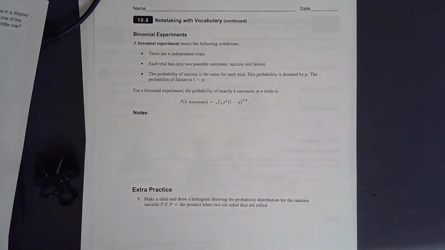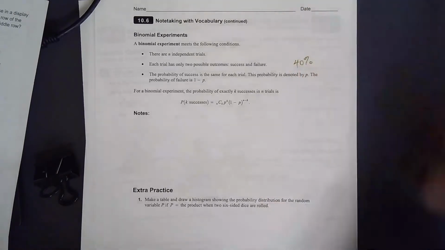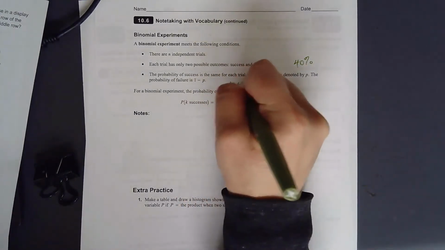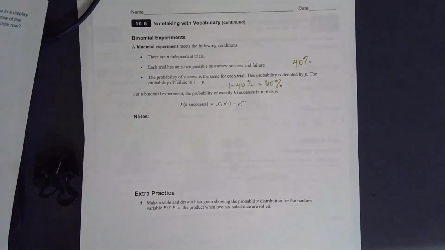So we're measuring the probability of success or the probability of failure, one or the other. The last condition is that the probability of success is the same for each trial. This probability is denoted by P, and the probability of failure is 1 minus P. If the probability of success is 40%, like a 40% chance you win the raffle at school, then there's 1 minus 40%, or 100 minus 40%, which is a 60% chance that you lose.